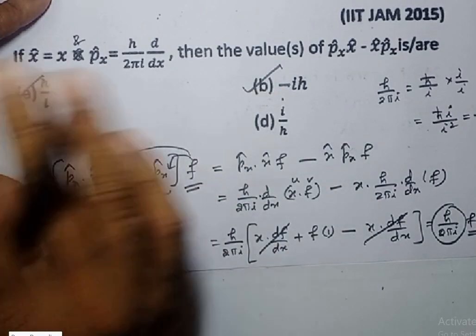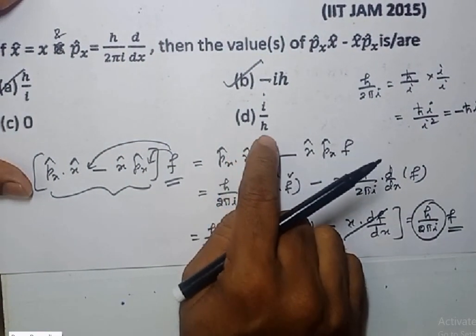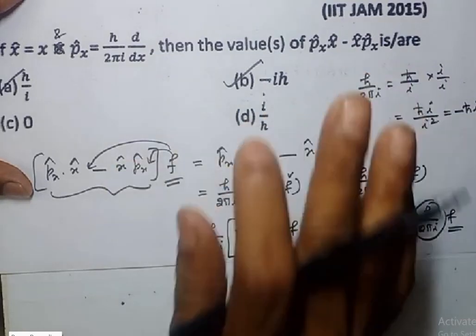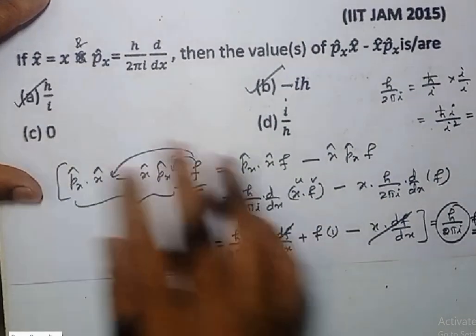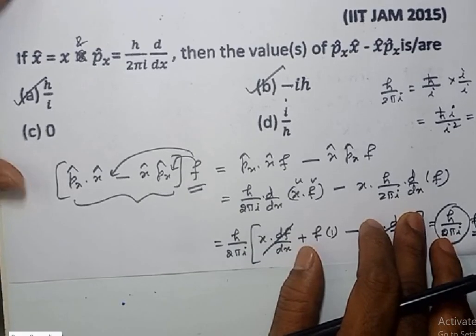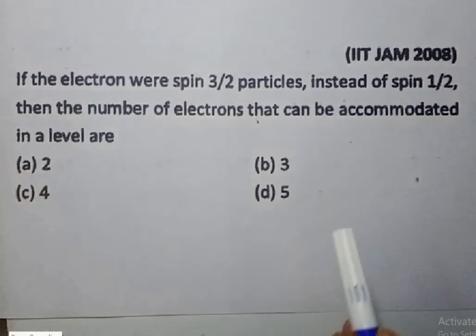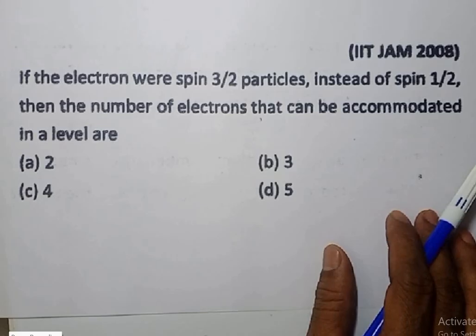Option C is given 0, it is not possible. Option D, h cross is given in the denominator, which is not possible. So the correct options are A and B. Yes, take it. This question appeared in IIT-JAM 2008.